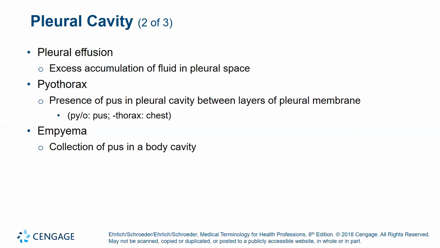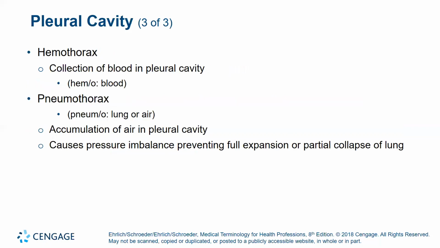Pyothorax. Pyo is pus, thorax is chest. So this would be a presence of pus in the chest. Empyema is collection of pus in the body cavity. Hemothorax, hemo is blood, so it's just a collection of blood in the pleural cavity. Pneumothorax, pneumo is air, accumulation of air in the pleural cavity.